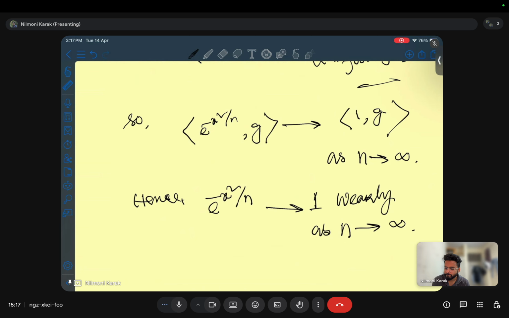One thing: if a sequence un in L to R converges weakly in L to R, then obviously the sequence regarded as a tempered distribution converges weakly. Is the converse true? Actually, the converse is not true. You can consider some examples.